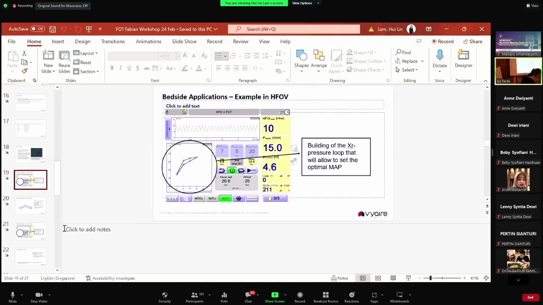Miss Hui, try the slide with the picture. Maybe I need your slide about which point in the reactance we should choose. That's it, that's the one.